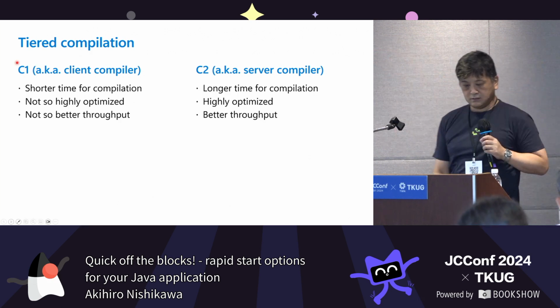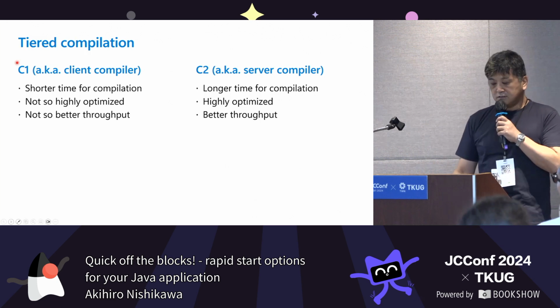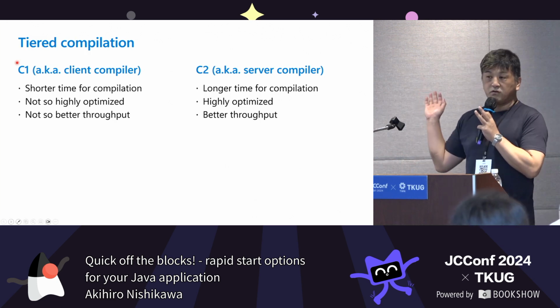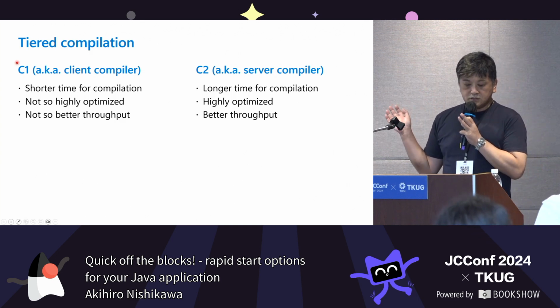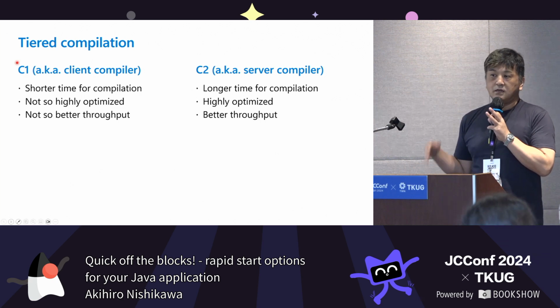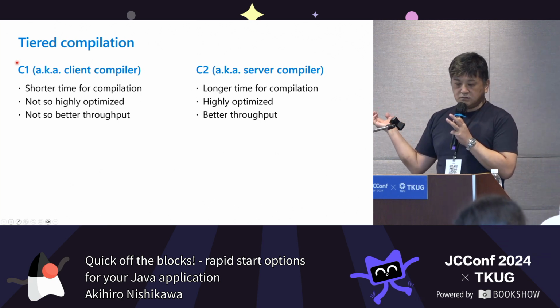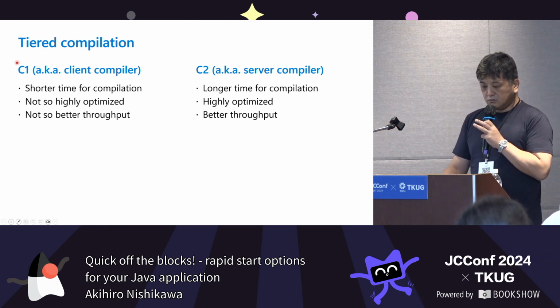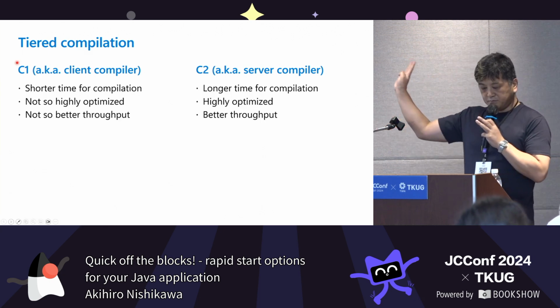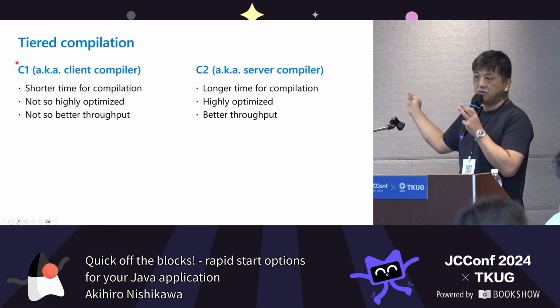of C2. The characteristics of each JIT compiler: C1 takes a short time for compilation, but is not so highly optimized and does not provide such good throughput. On the contrary, C2 takes a longer time for compilation, but provides highly optimized code and better throughput.